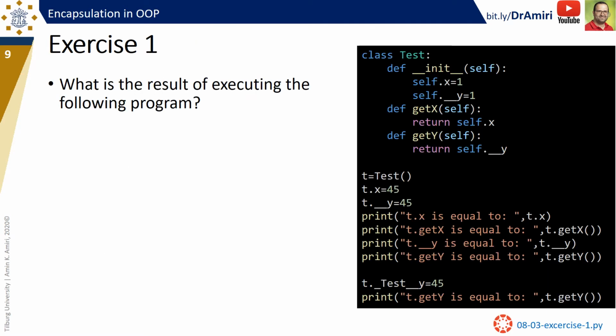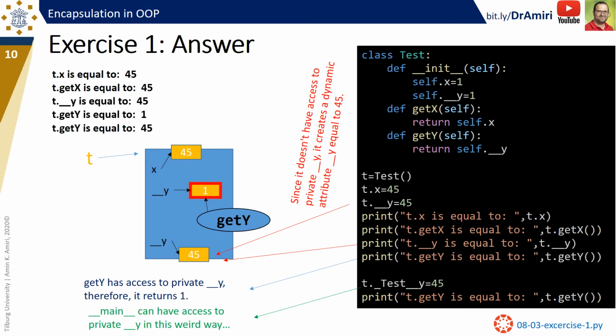So pause here for a minute and try to do this exercise to ensure that you learn private attributes. The first two lines of the dunder main section will create an instance of the class test and call it T, and then set the attribute X of T to 45. So if you print T.X, 45 is going to be printed.